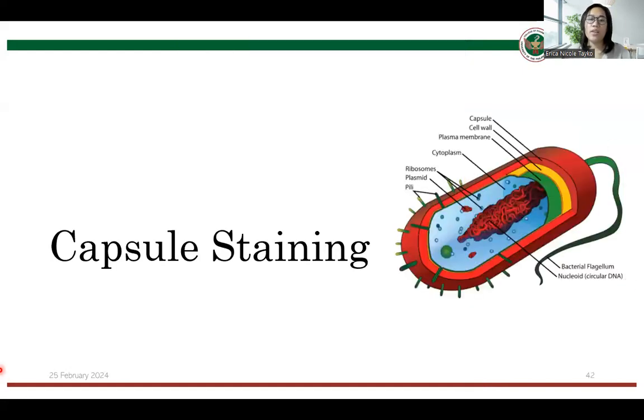Okay, so lastly, the last miscellaneous staining that we have is capsule staining. When we say capsule staining, we want to observe the capsule portion of the bacteria. Just to give you a visualization, this is what your bacterial cell would usually look like. The capsule is one of the outermost portions of the bacterial cell, even outside of the cell wall. Here we have the tough outer covering, which is your capsule.